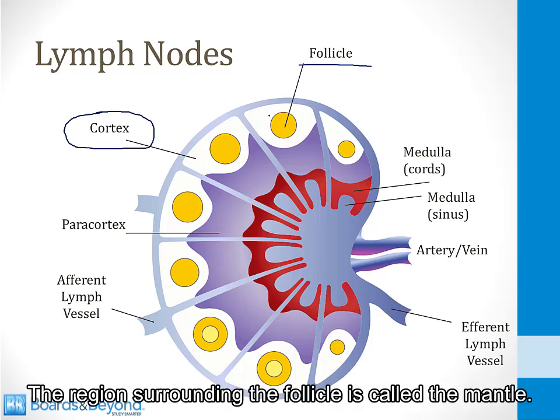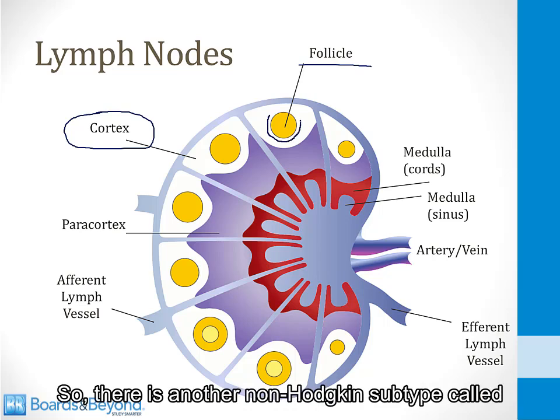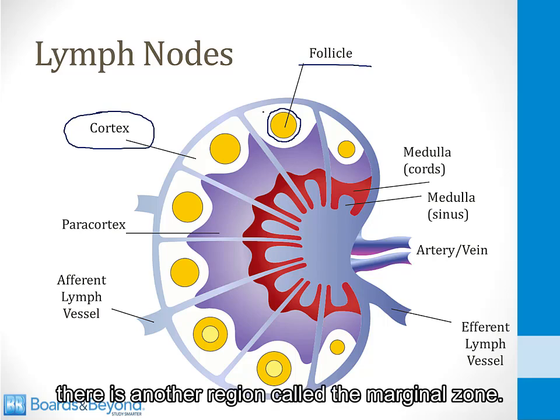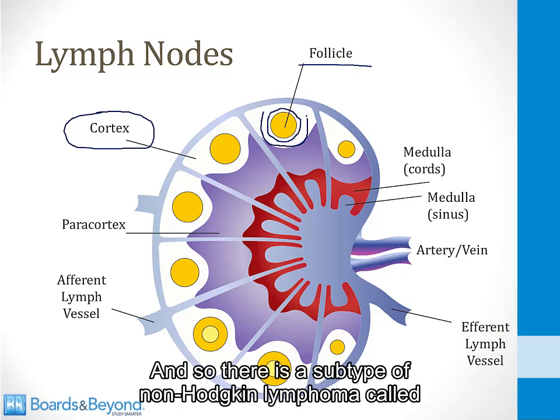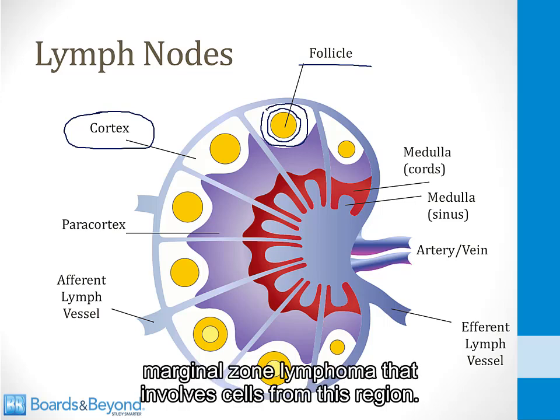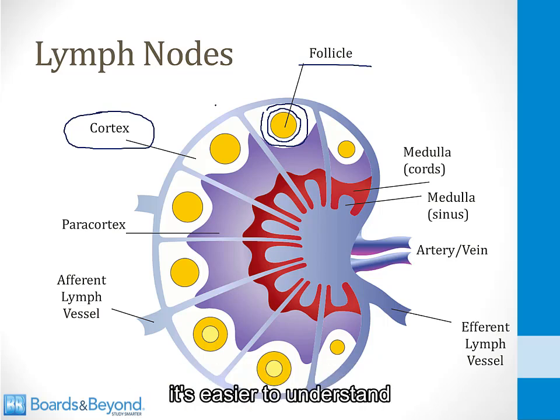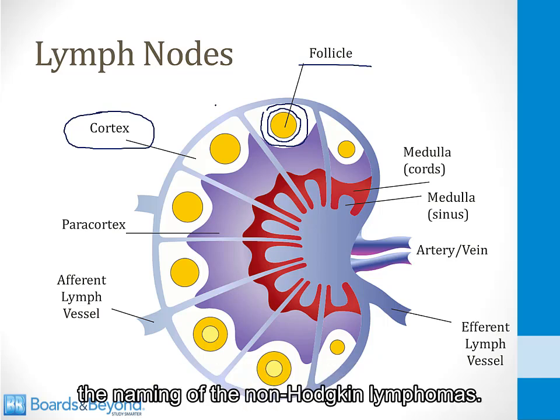The region surrounding the follicle is called the mantle, so there is another non-Hodgkin subtype called mantle cell lymphoma, which involves cells that come from this region. And then finally, outside of the mantle, there is another region called the marginal zone, and so there is a subtype of non-Hodgkin lymphoma called marginal zone lymphoma, that involves cells from this region. So if you understand this normal lymph node architecture, it's easier to understand the naming of the non-Hodgkin lymphomas.